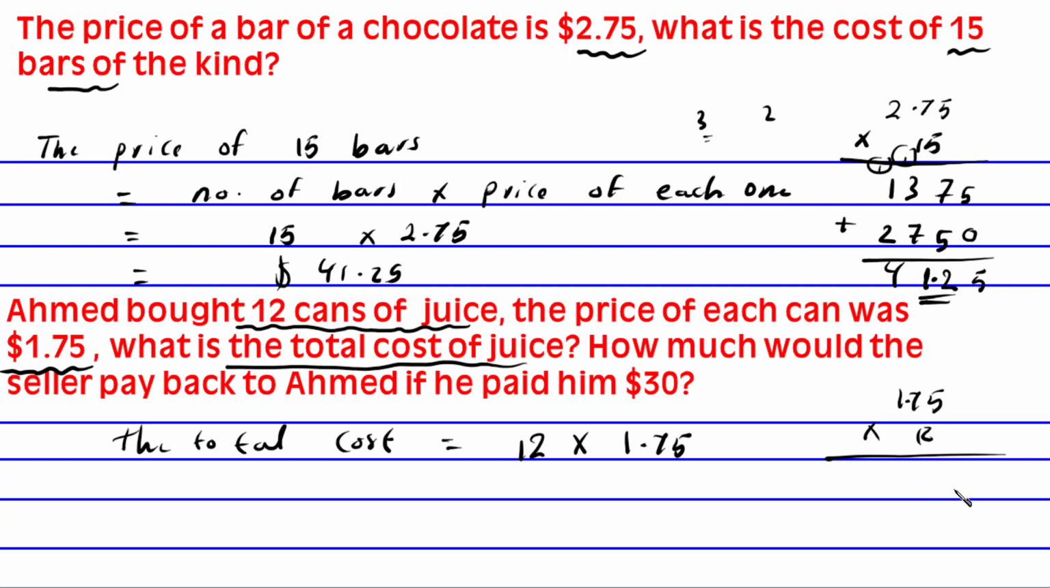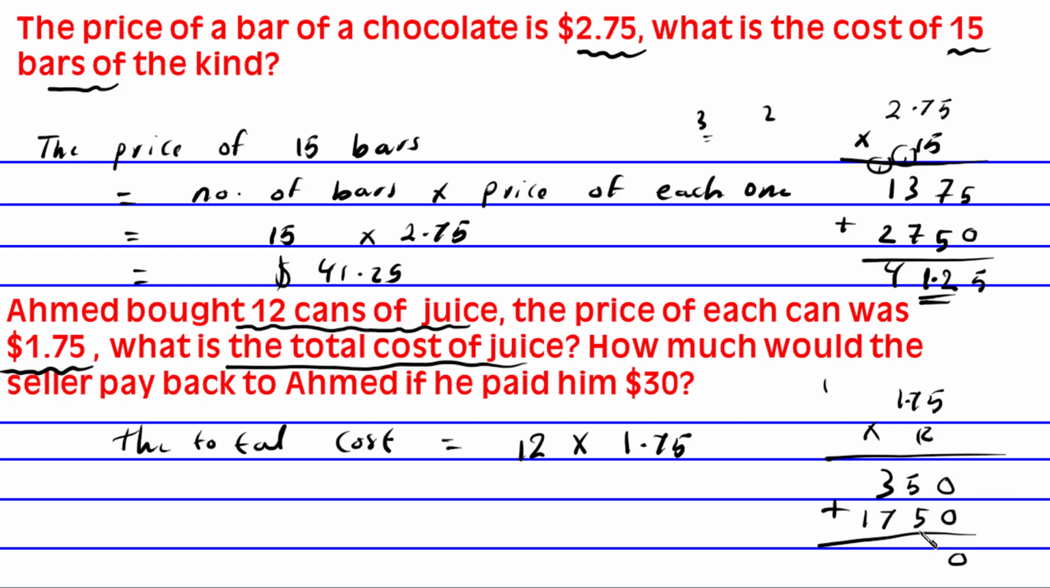2 times 5, it will be 10, write 0 and keep 1. 2 times 7, it will be 14. 14 plus 1, it will be 15, write 5 and keep 1. 2 times 1, it will be 2, plus 1 equals 3, write 0 in ones place. 1 times 5, it will be 5. 1 times 7, it will be 7. 1 times 1, it will be 1. Write a line and add the partial products.